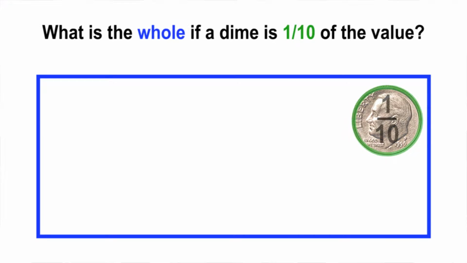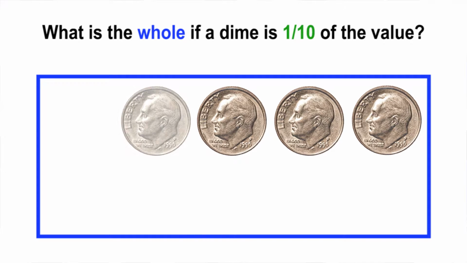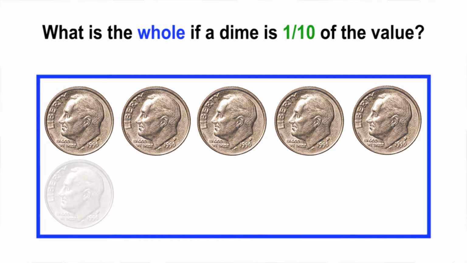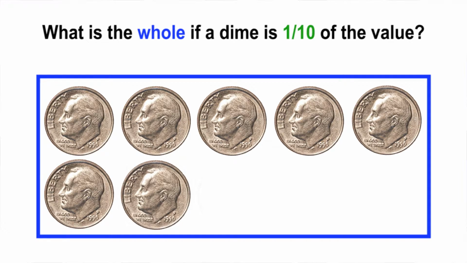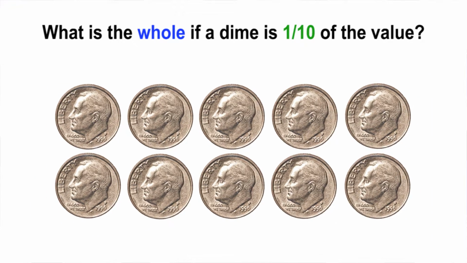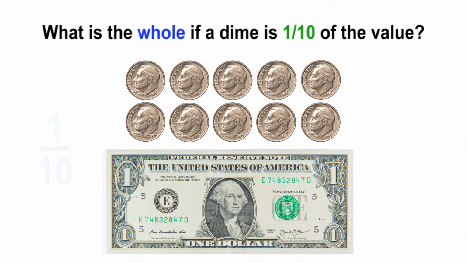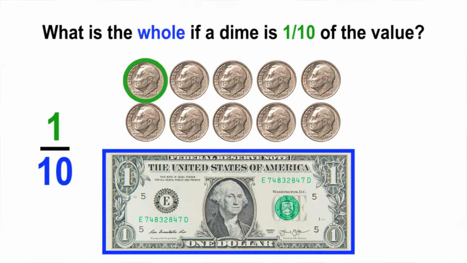What is the whole if a dime is 1/10 of the value? If the dime is 1/10, then we would need to count by 10 10 times. 10, 20, 30, 40, 50, 60, 70, 80, 90, 100. That would be 10 dimes, a dollar, or 100 cents. Therefore, 1/10 of a dollar is a dime.